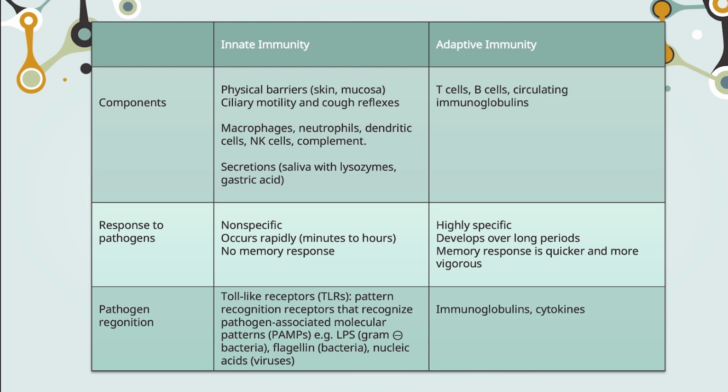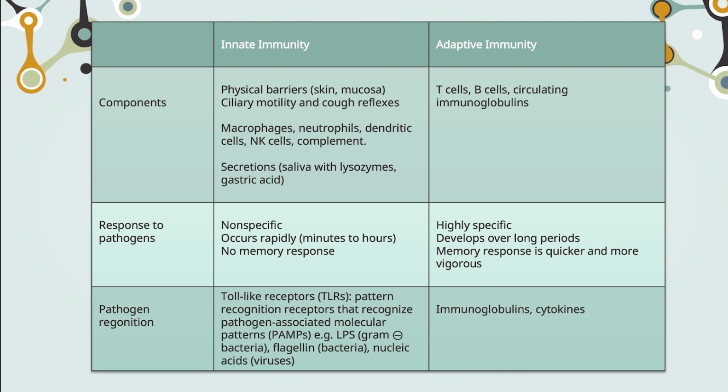But the thing is, this specific immunity develops over long periods of time. It does not happen rapidly. And during that duration, it's innate immunity which protects us from the pathogens. During the development of adaptive immunity, we need some kind of protection, and that protection is provided by innate immunity. Now, unlike innate immunity, the memory response in adaptive immunity is vigorous and quicker, right?